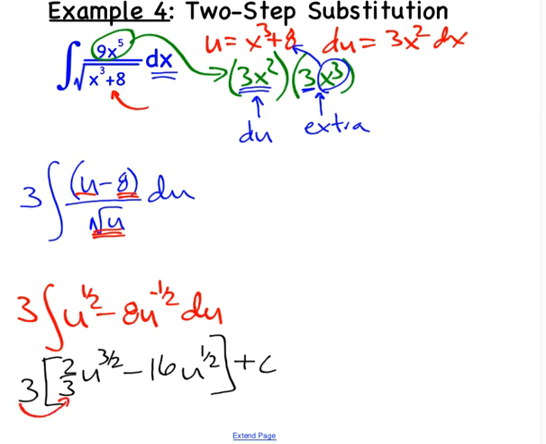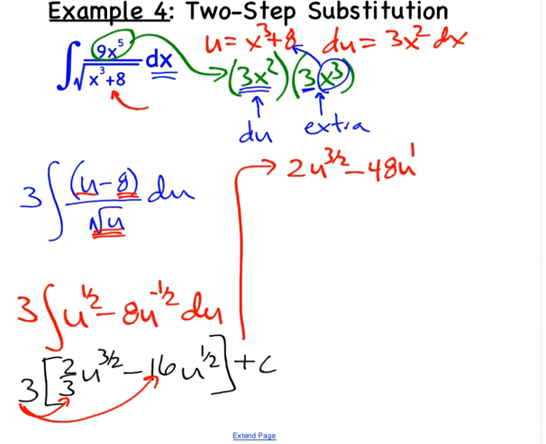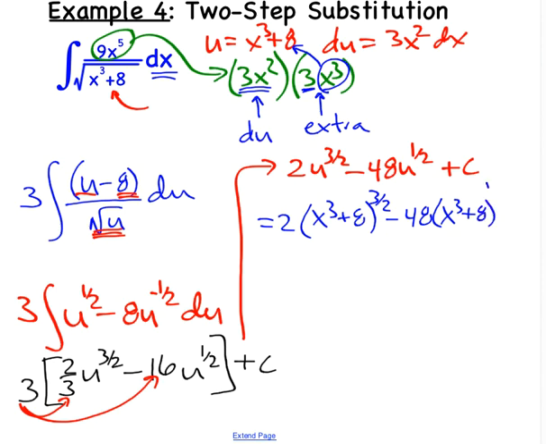When we distribute here, the 3 in the numerator cancels with the 3 in the denominator. So we're going to be left with 2u to the 3 halves. Let's bring this up here. When we multiply 3 with the 16, we get negative 48. And then we have our plus c. Finally, let's return u to its x variable form. So 2 times x cubed plus 8 to the 3 halves power minus 48 times x cubed plus 8 to the 1/2 power plus c.